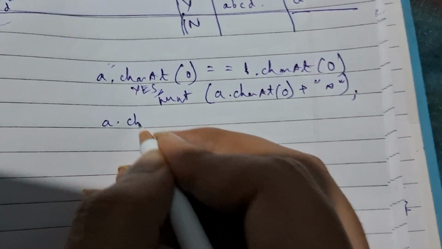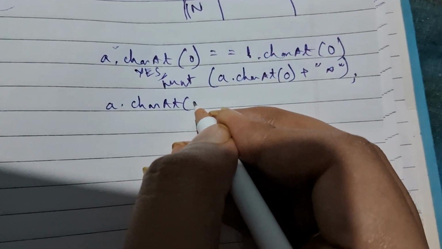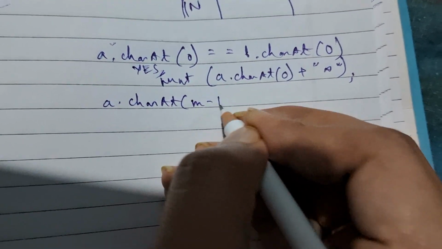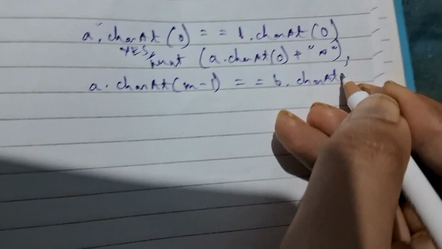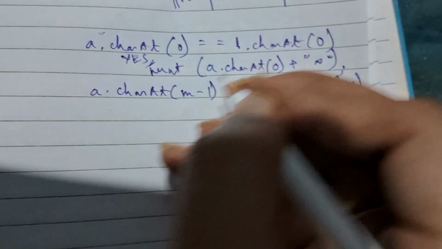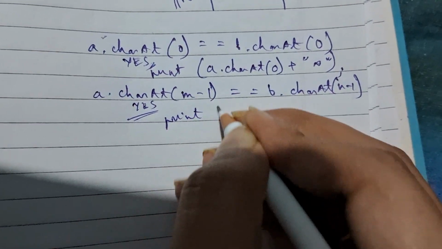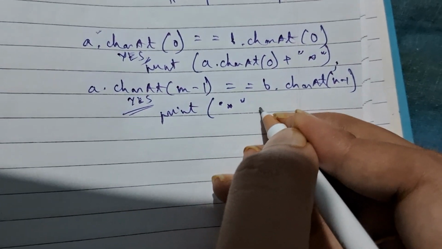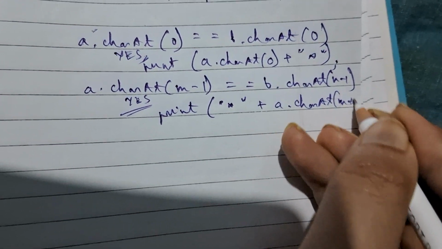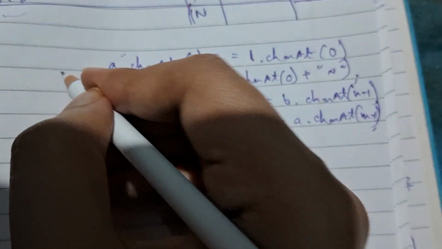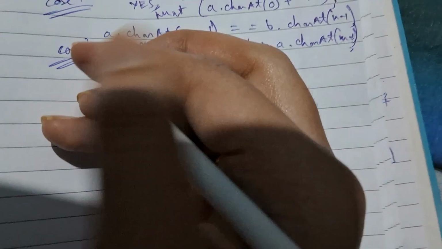And let's say the length of A was M and length of B was N. If the last elements of A and B are equal, then also it's a yes. And you can print a star and the last character. Okay, these are the very simple cases. This is case 1, this is case 2.